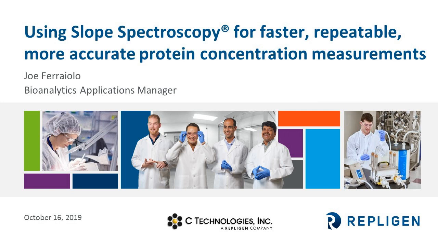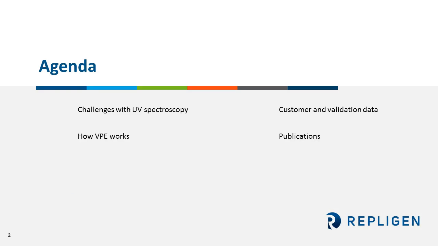This morning, we're going to be talking about using slope spectroscopy for faster, repeatable, more accurate protein concentration measurements. We'll be talking about the current challenges with UV spectroscopy, traditionally called traditional UV, how the VP technology works, and then also discussing and presenting some information about customer-provided data and publications to support the technology going forward.